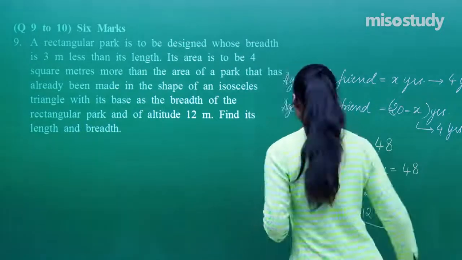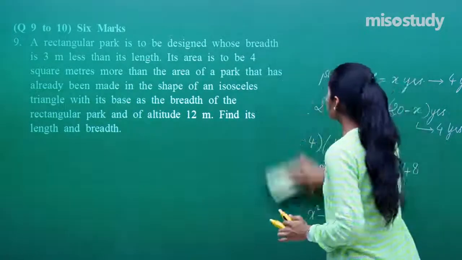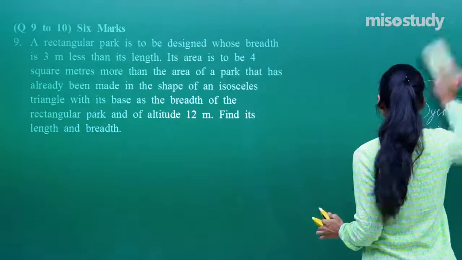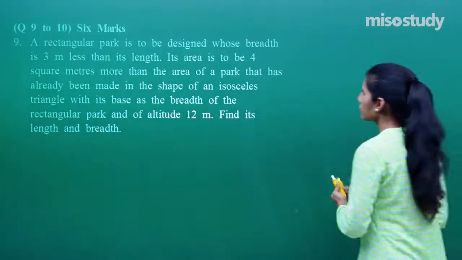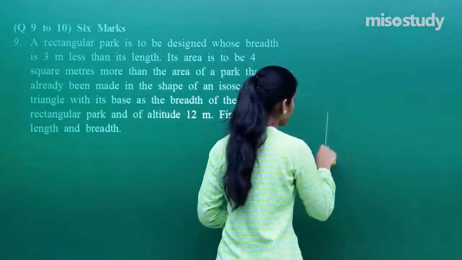A rectangular park is to be designed whose breadth is 3 meters less than its length. So the breadth is 3 meters less than its length. Let's try to make a rectangle.